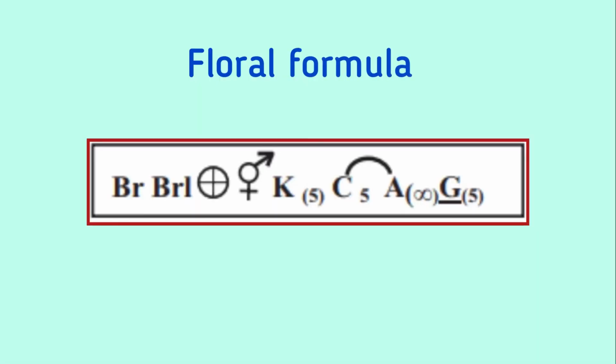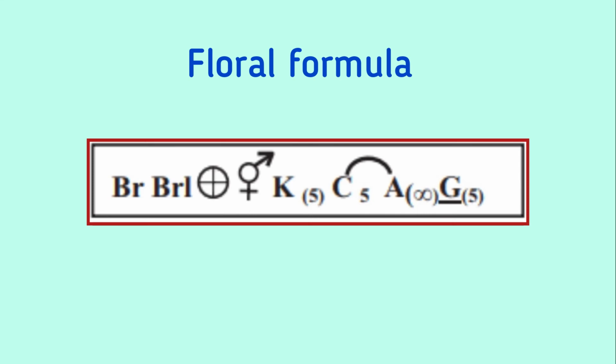Floral formula is a method of recording floral structure by a series of symbols, letters, and numbers. The formula begins either with the sign representing actinomorphy or the sign representing zygomorphy. This is followed by a series of letters in the order K for calyx, C for corolla, A for androecium, and G for gynoecium. The number of parts such as sepals, petals, stamens, carpels, etc. in each whorl is given by a number following the appropriate letter.